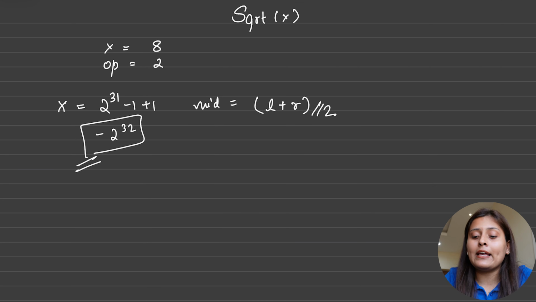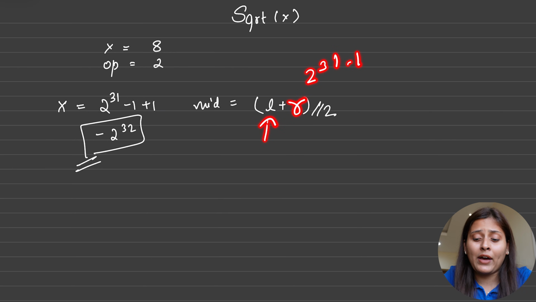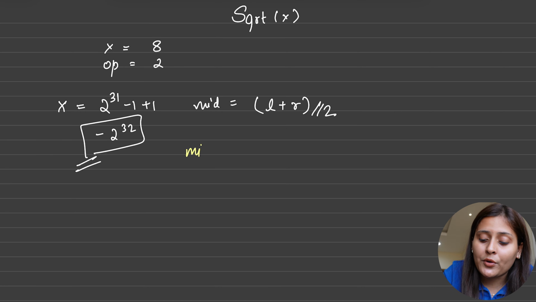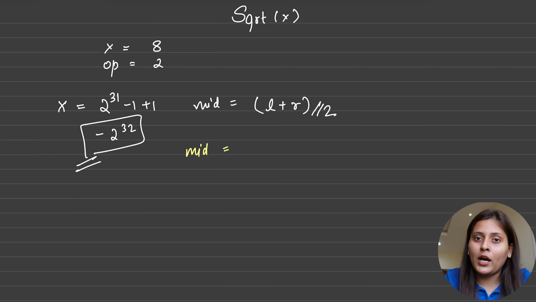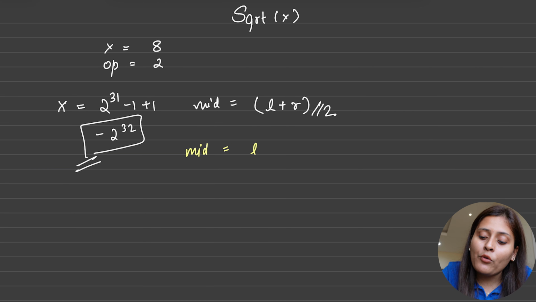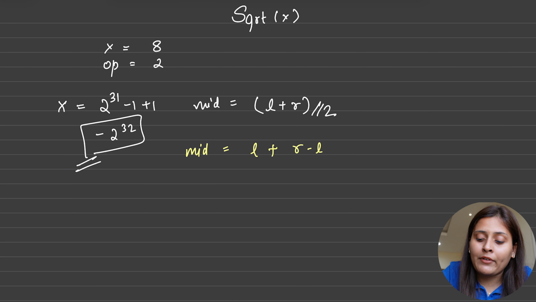So in this case, suppose the right pointer is 2 power 31 minus 1, and left is somewhere at 5 or 6. Don't you think if you add these, it will go out of range? Yes. So that is why there is another way to calculate your mid value. We can write the same formula in mathematical terms, but in a different way. This is how we write it: left plus right minus left, divided by 2.